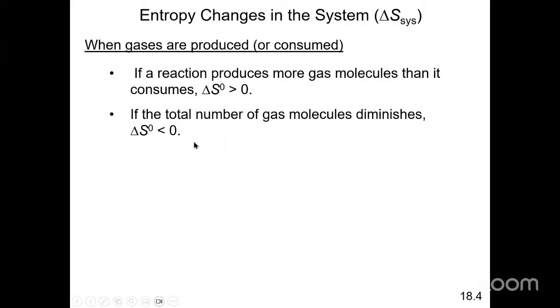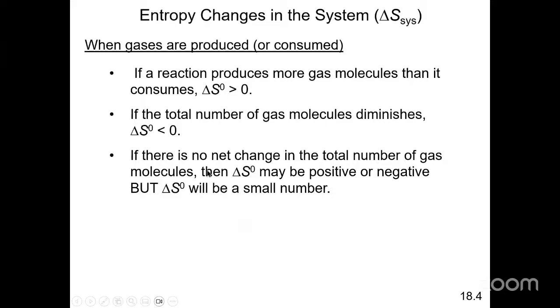If the reverse is true, if you have more gas molecules on the left side of the equation compared to the right side, then delta S, of course, will be negative. Now, if there's no net change in the number of gas molecules, then you cannot make a prediction without doing calculations. At best, you can say that delta S may be negative or may be positive, but you can rest assured that it's going to be a very small number. So you cannot predict whether delta S would be positive or negative if you have an identical number of gas molecules on both sides. The best you can say is it's going to be a small number, all right?